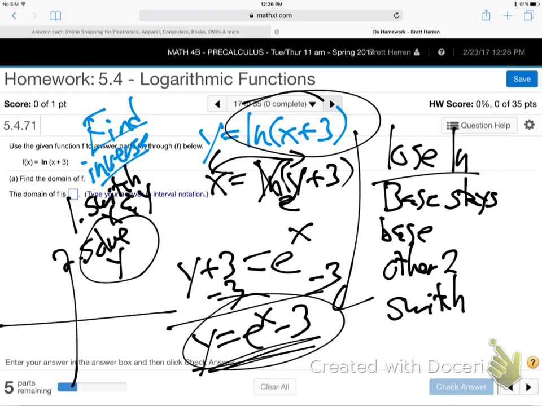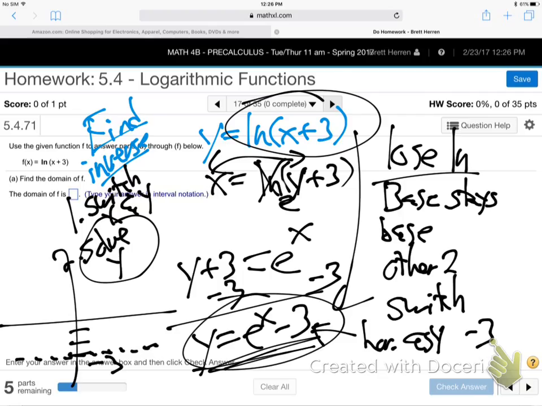It's not because of the e. E's just a special number. I don't care about that. X is in the power. That's exponential. So how do you graph an exponential? What's the first step? Not the table. Horizontal asymptote, right? This right here. Horizontal asymptote at -3. So go down 3. Put your horizontal asymptote. And then you make your table.